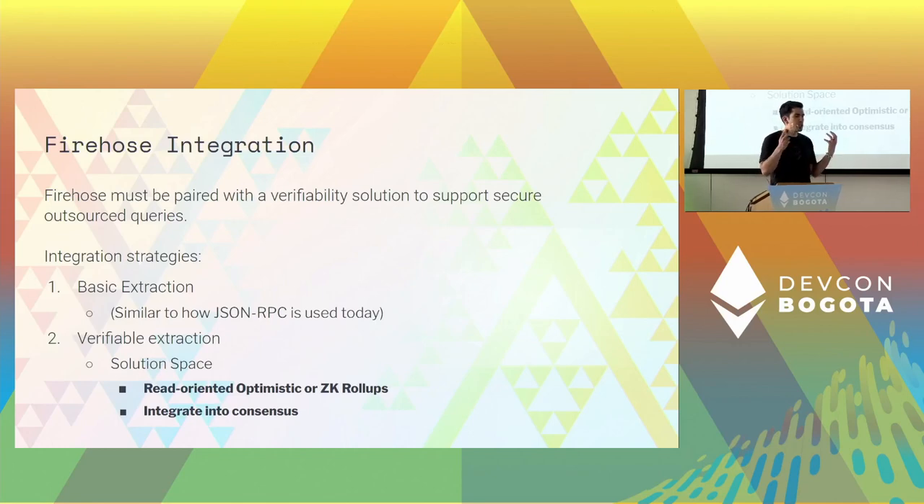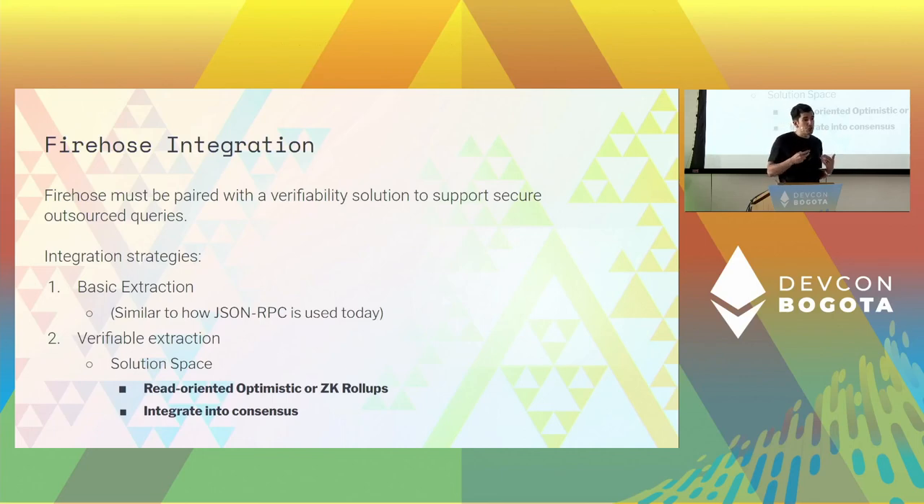The first is just integrating this as a drop-in replacement for JSON-RPC. Basically, have it be something that runs locally on the node. When you're running your node, instead of accessing via JSON-RPC, you would be using the Firehose stack. And that's a really basic integration.